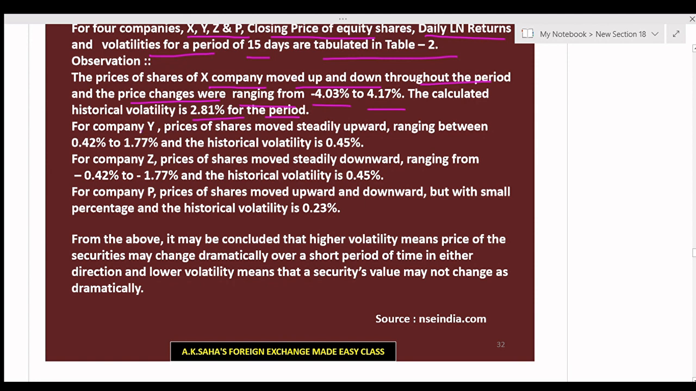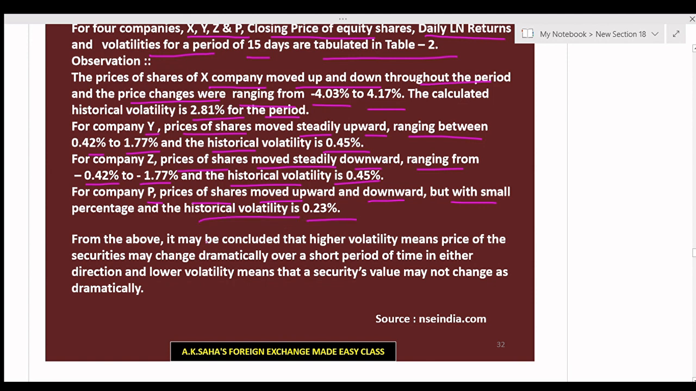For company Y, prices of share moved steadily upward, ranging between 0.42% to 1.77%, and the historical volatility is 0.45%. For company Z, prices of share moved steadily downward, ranging from minus 0.42% to minus 1.77%, and historical volatility is 0.45%. For company P, prices of share moved upward and downward but with small percentage, and the historical volatility is 0.23%.